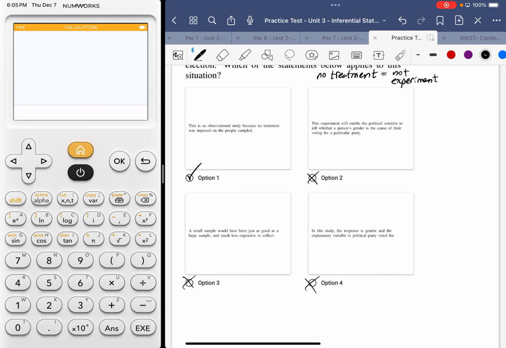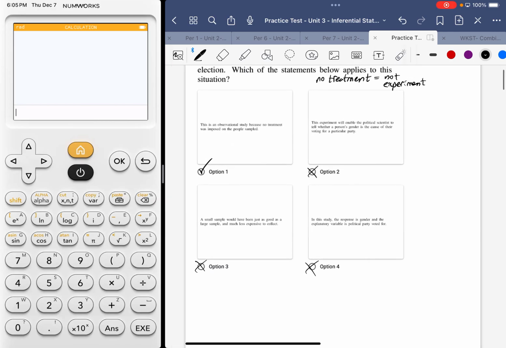Not necessarily true. That's the tricky thing about some of these multiple choice questions. We're not always looking for 100% true, 100% false. We're looking at what is more likely to be true. It is true that this is an observational study because no treatment was imposed.